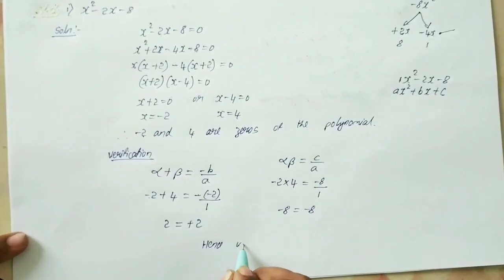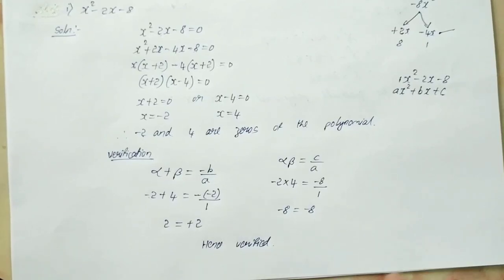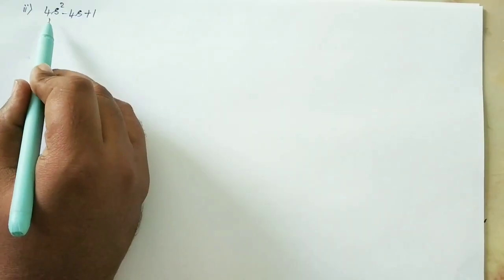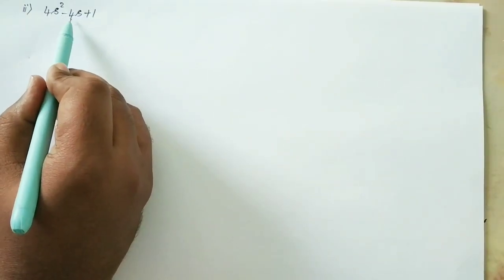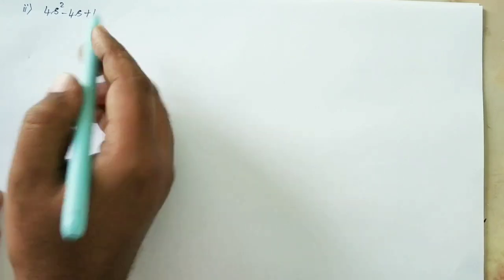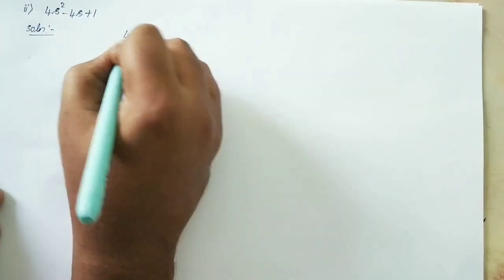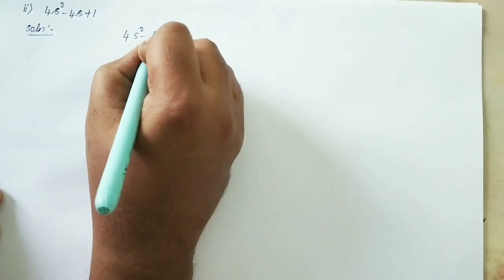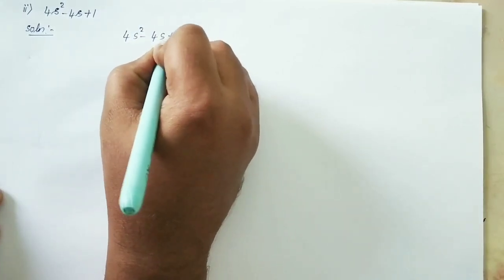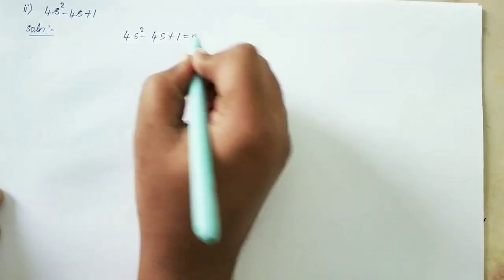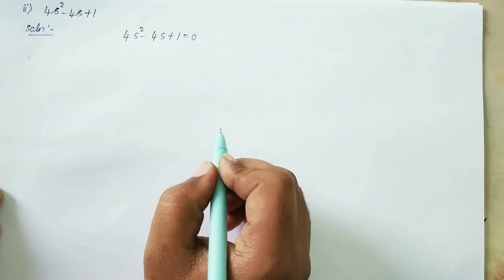Hence verified. Next sub question is 4s square minus 4s plus 1. So first we will find the zeros for this polynomial. So 4s square minus 4s plus 1 is equal to 0. How can we find the zeros? By splitting the middle term method.